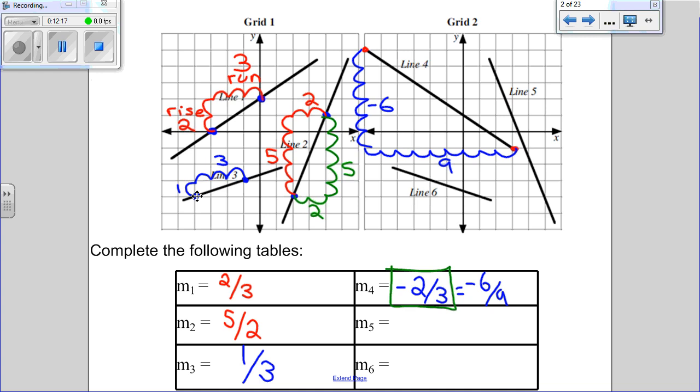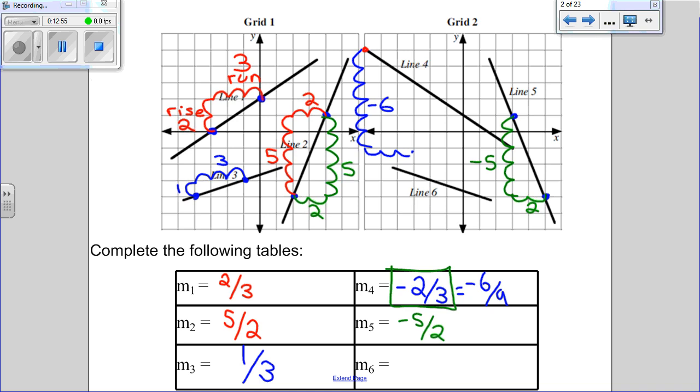Alright, I'll do number 5 for you, and then you do 6 on your own. So if I look at 5, I need to pick 2 perfect points. I'm going to pick this one, it's a little bit off, okay, and this one. I need to do rise over run. I go down 1, 2, 3, 4, 5. Rise is negative 5. To the right 2. So because I went down, it was negative. Went to the right 2. It's negative 5 over 2.